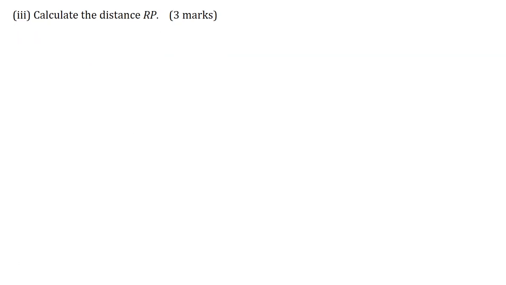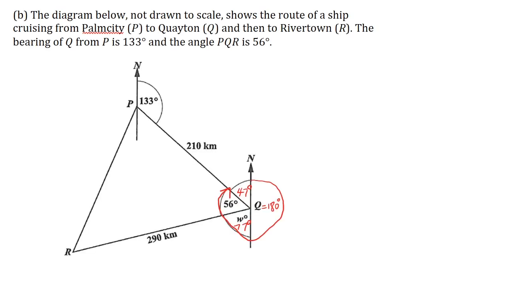Part 3. Calculate the distance RP for 3 marks. Now on the diagram, this here is RP, side Q, and I will label the other sides they gave us. This is side P, and this here is side R. Now notice here that they gave us 2 sides and the angle between the sides. So we have met the criteria to use the cosine rule. So I'll write here that Q squared is equal to P squared plus R squared minus 2PR cos angle Q.